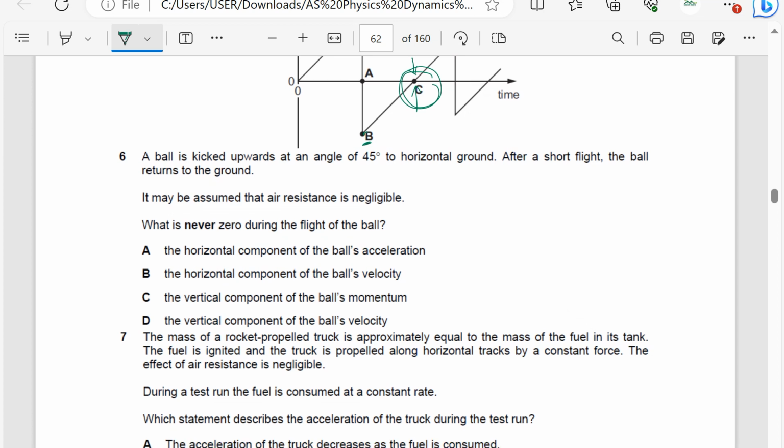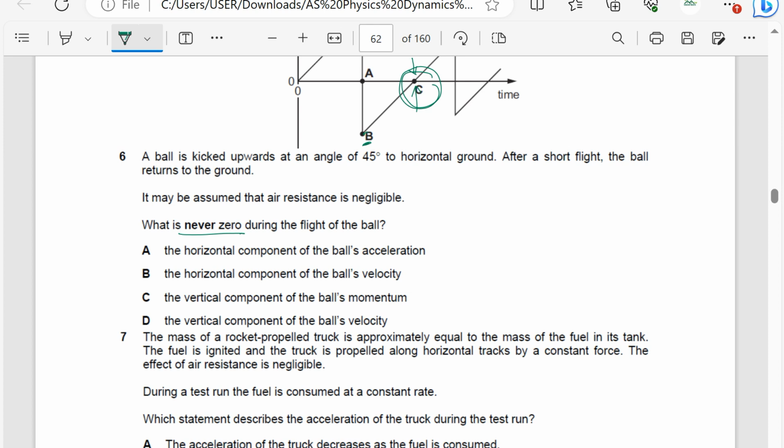The ball is kicked upwards at an angle of 45 degrees to the horizontal ground. After a short flight, the ball returns to the ground. It may be assumed that air resistance is negligible. What is never 0? It is kicked upwards at an angle of 45 degrees. So the velocity in the horizontal will never be 0. The velocity in the horizontal does not change. It remains constant, so it's never 0.